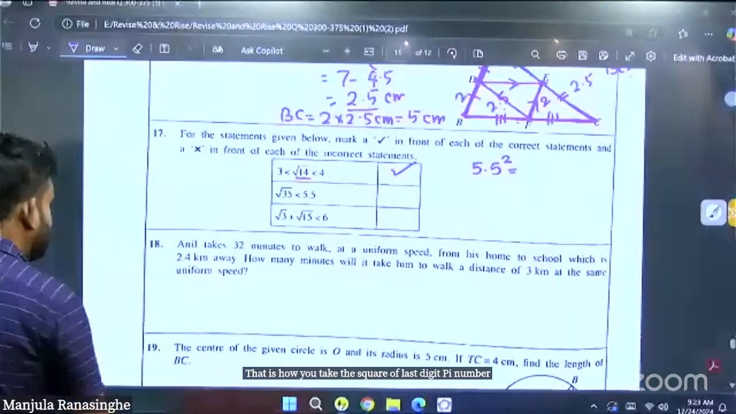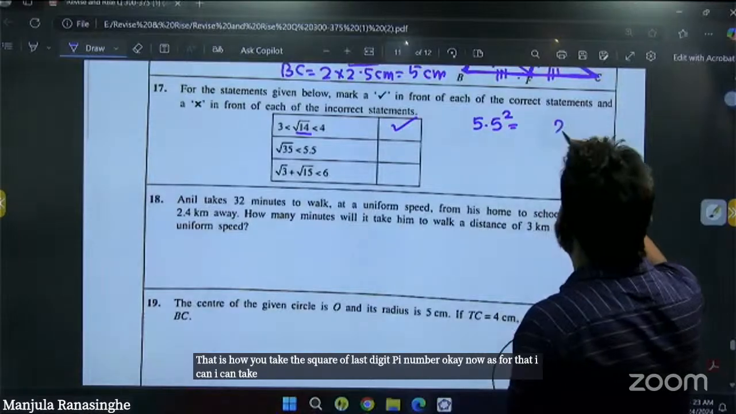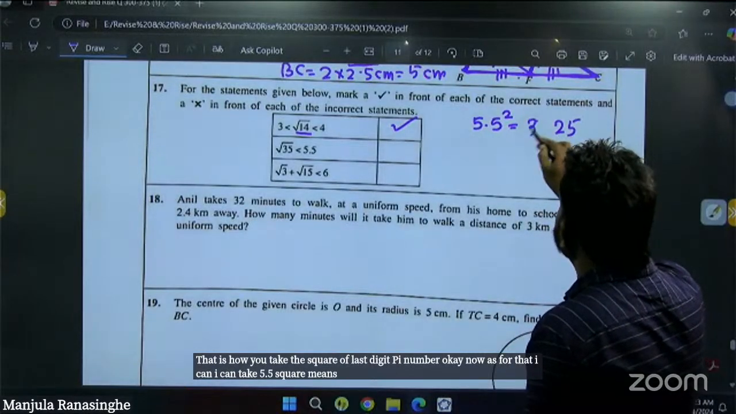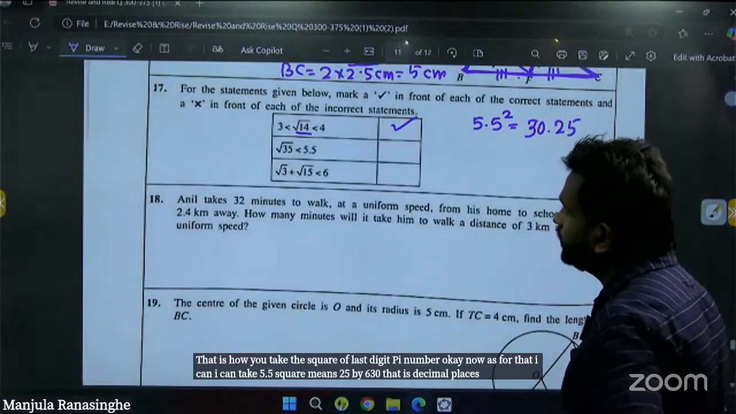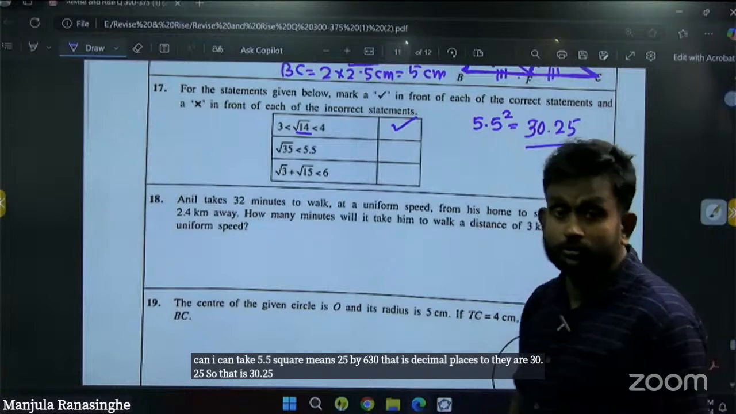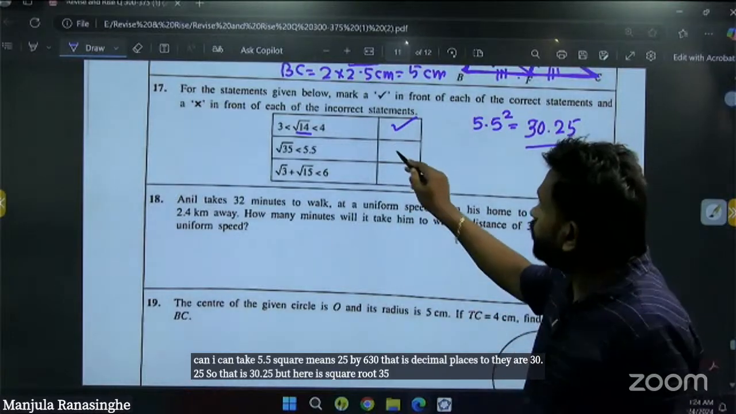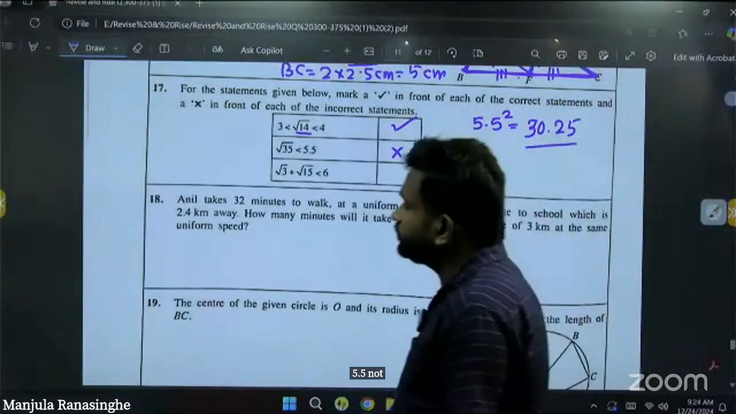Okay, now as per that, I can take 5.5 square means 25, 5 into 6, 30. That is decimal places, so that is 30.25. So that is 30.25, but here it is square root 35. So that is wrong. Why? 5.5 is not greater than root 35.